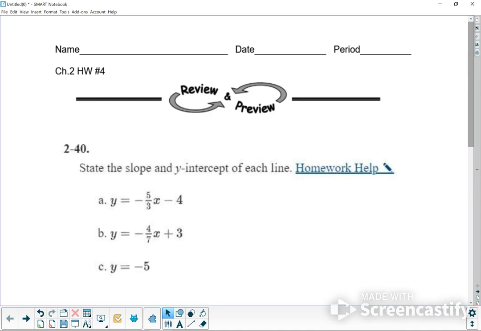All right, folks, here's the chapter 2, homework number 4 assignment. Let's go ahead and get started. State the slope and y-intercept of each line.